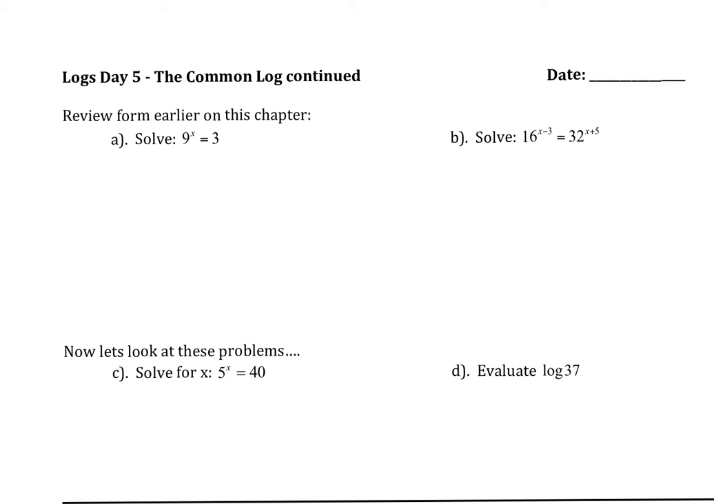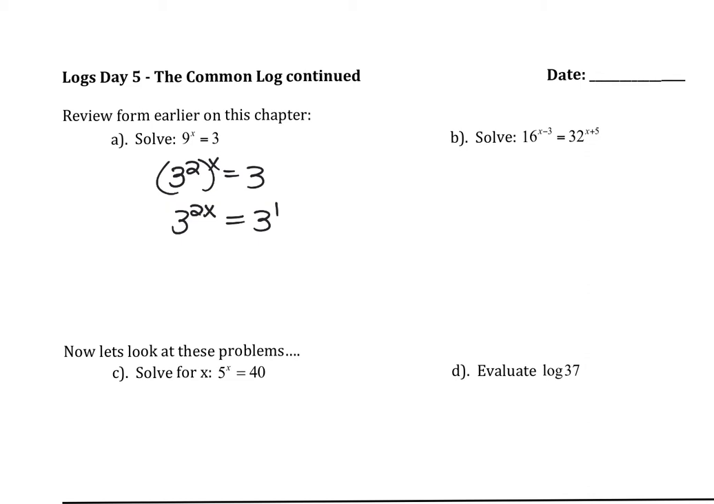We want to think factorization. We can break the 9 down into its factorization, which would be 3 squared. That is still raised to the x power. Power to a power then says to keep your base and multiply your exponents, which would give us 3 to the 2x. And then we have base 3 on each side.